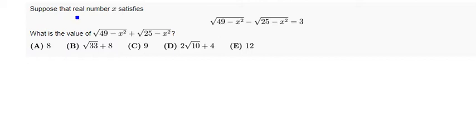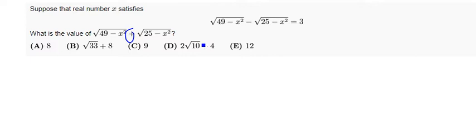It says, suppose that the real number x satisfies the square root of 49 minus x squared minus the square root of 25 minus x squared equals 3. What is the value of the square root of 49 minus x squared plus, we have this plus instead of this minus, the square root of 25 minus x squared, right?